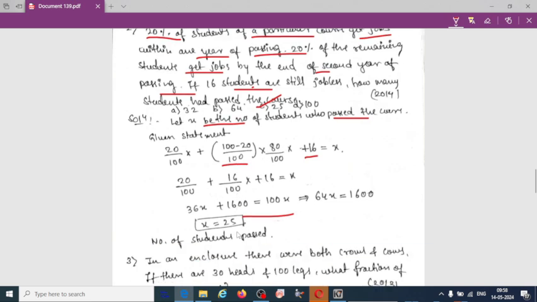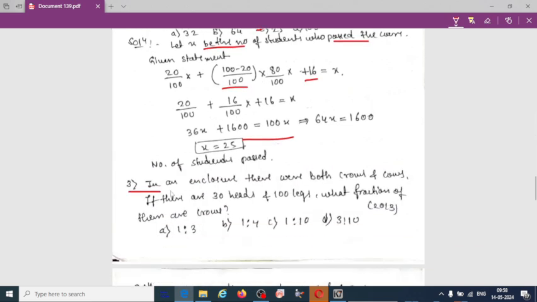Next one, in an enclosure. One step is going to be complicated in any of the questions, so if you cross that step, you can easily get the answer. So you have to use the tricks. In an enclosure, there were both cows and crows. If there are 30 heads and 100 legs, what fraction of them are cows?